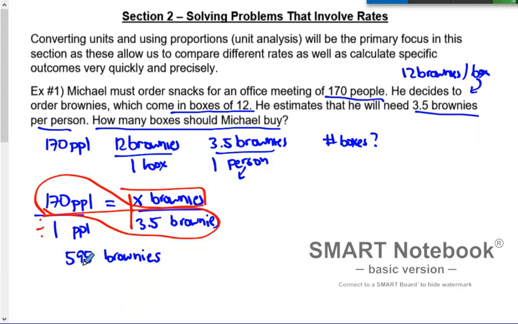So I'll have 595 brownies that I need for all my people, and I know that brownies come 12 to a box. Okay, so I have 595. I need to know how many boxes I have. I could just logically think that through and realize, okay, I'm going to have to do 595 divided by 12. Or if I wasn't sure, I can figure out, well, if I have this many brownies, how many boxes am I going to need?